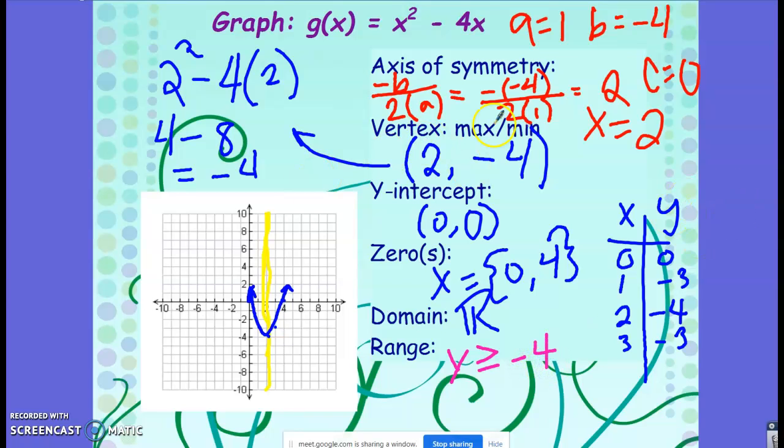And you'll notice that your vertex point gives you a lot of these values. Your axis of symmetry gave us our starting place for the vertex, and then our vertex actually gave us our range number. So they're all very intertwined. And this was also a minimum because of the shape of the graph.